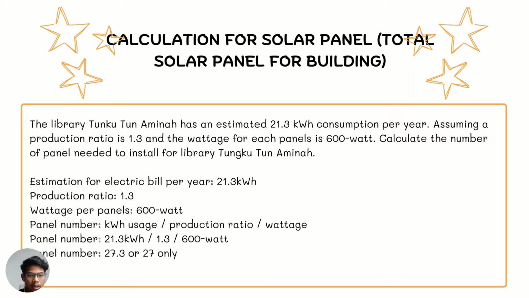So the estimation for electrical usage per year is 21.3 kilowatts, the production ratio is about 1.3, and the weightage per panel is 600 watts. So the formula is kilowatt usage divided by production ratio and divided by weightage. We insert all the values needed in the formula and the total we get is 27 panels only.